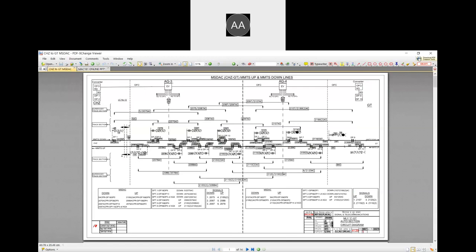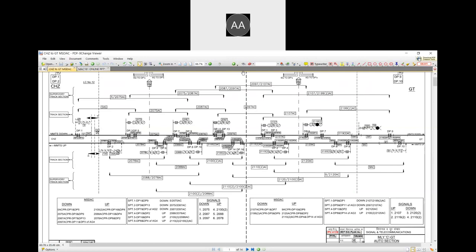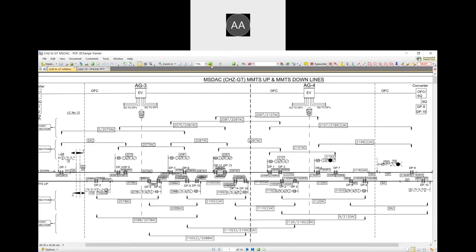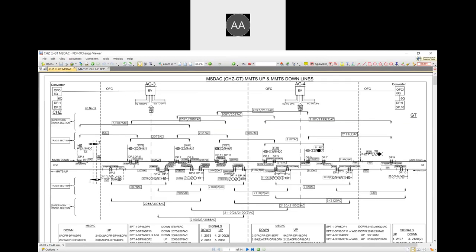Auto section with quadrupole line in South Central Railway between Maulali to Petkesar auto section. This is the quadrupole line in that 4 lanes section. This shows how DPs are segregated and how DPs are allocated with their address.